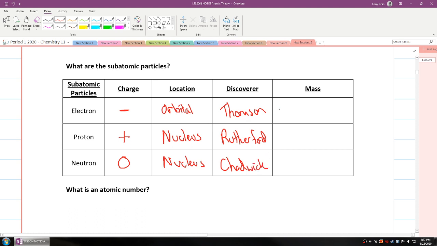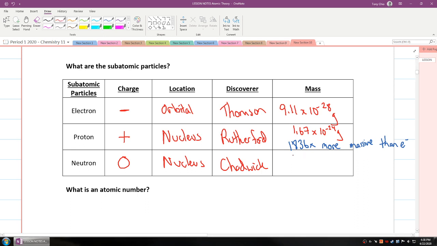Lastly, the masses. The electron's mass is tiny. It's approximately 9.11 times 10 to the negative 28 grams. While a proton is approximately 1.67 times 10 to the negative 24 grams. If you were to put it into perspective, that's approximately 1,836 times larger, or heavier in this case, more massive than the electron. The last one is the neutron.